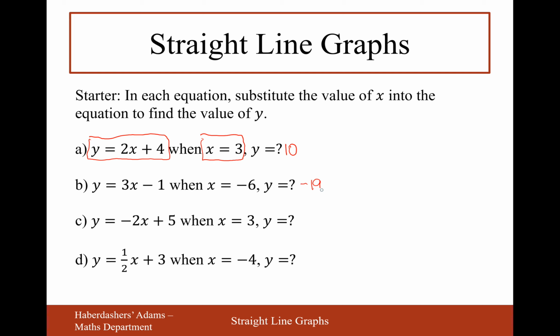So I need to do 3 times minus 6, that would be minus 18, take away 1, that would be minus 19. In the next one, y equals minus 2x plus 5, and I have an x value of 3, so replace x with the value 3, and minus 2 times 3 is minus 6, add 5, and I get minus 1. And then for the final one, y equals a half of x plus 3. X is the value minus 4, so a half of minus 4 is minus 2, and then add 3 and I get 1. So there we are, that's the answer for these little questions. This technique is going to come in really handy for when we start to draw straight line graphs.